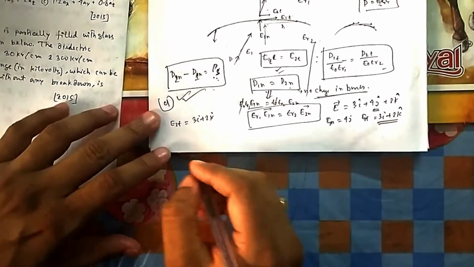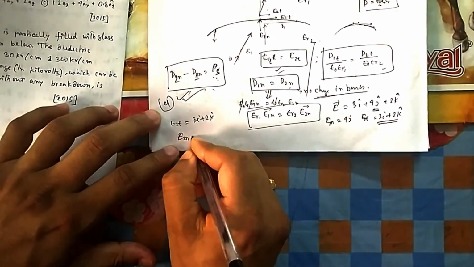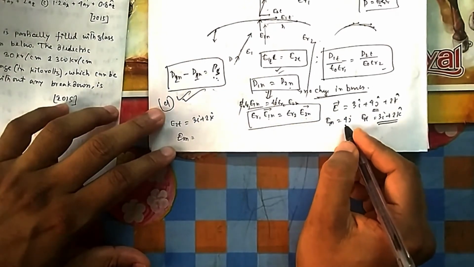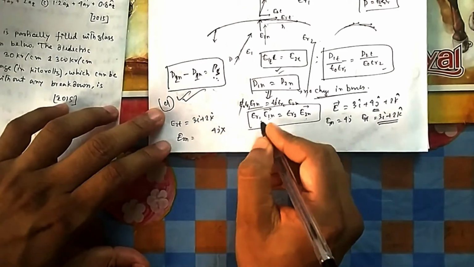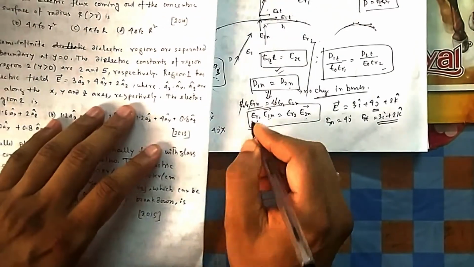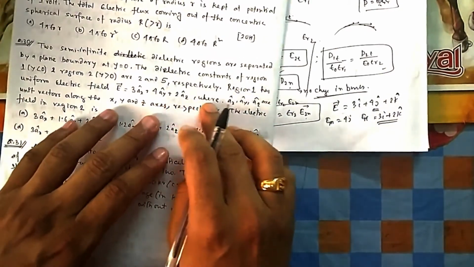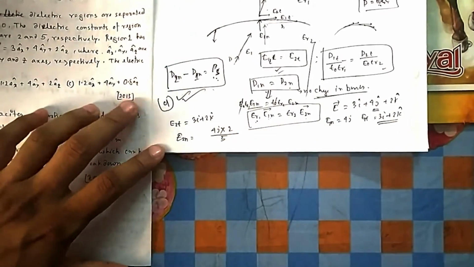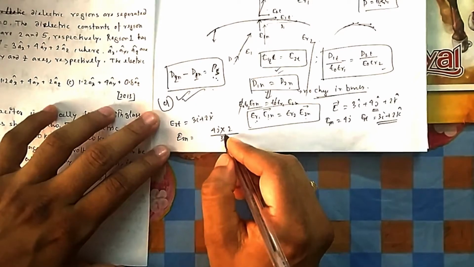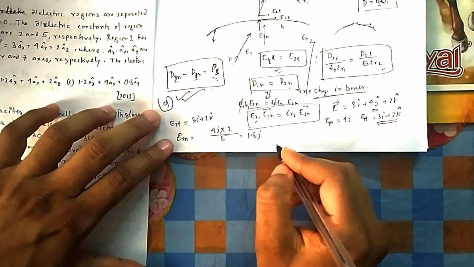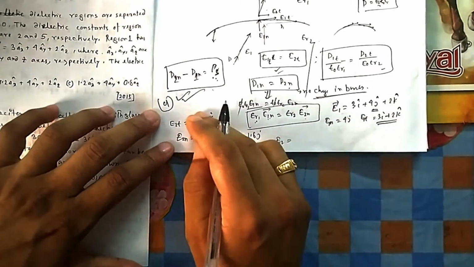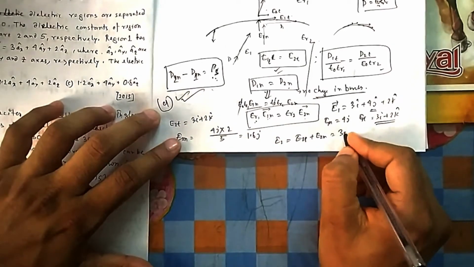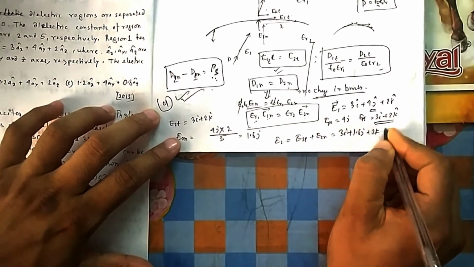Or if you want to find the normal component also, what will be E2 normal? It will be E1 normal, which is 4j, multiplied by the ratio of the dielectric constants: region 1 is 2, and going to the second region, that is 5. So you can see it is 1.6j. If you add these two, E2 will be E2 tangent plus E2 normal, which is 3i plus 1.6j plus 2k. So that is your answer.